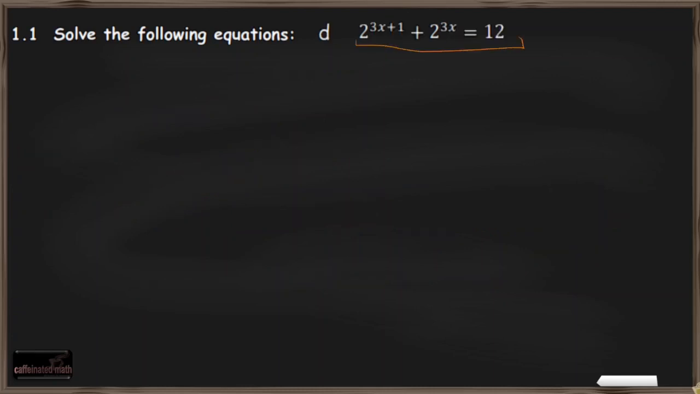Okay, over here we have exponents. So if we have a look at this term, which is 2 to the power 3x, we can split it and have it say 2 to the power 3x and then 2 to the power 1 plus 2 to the power 3x, all equal to 12.